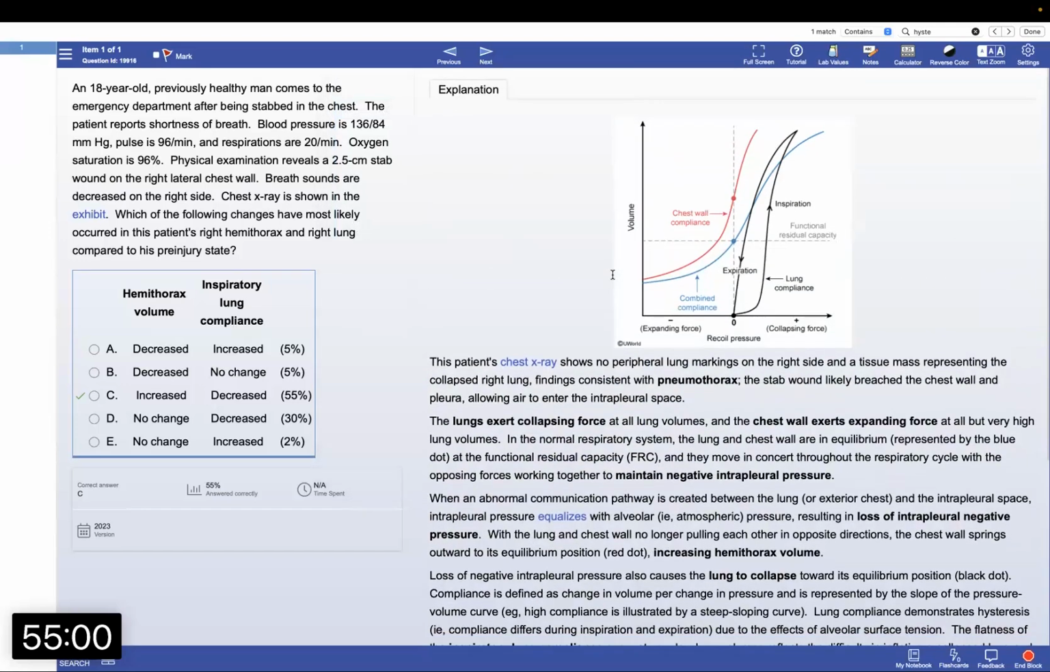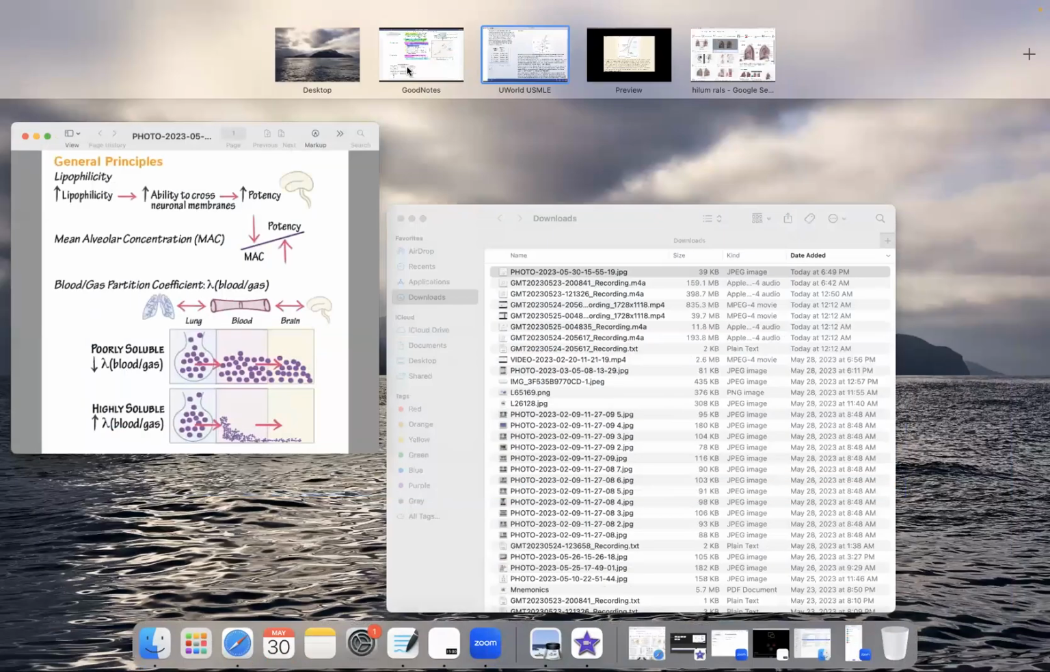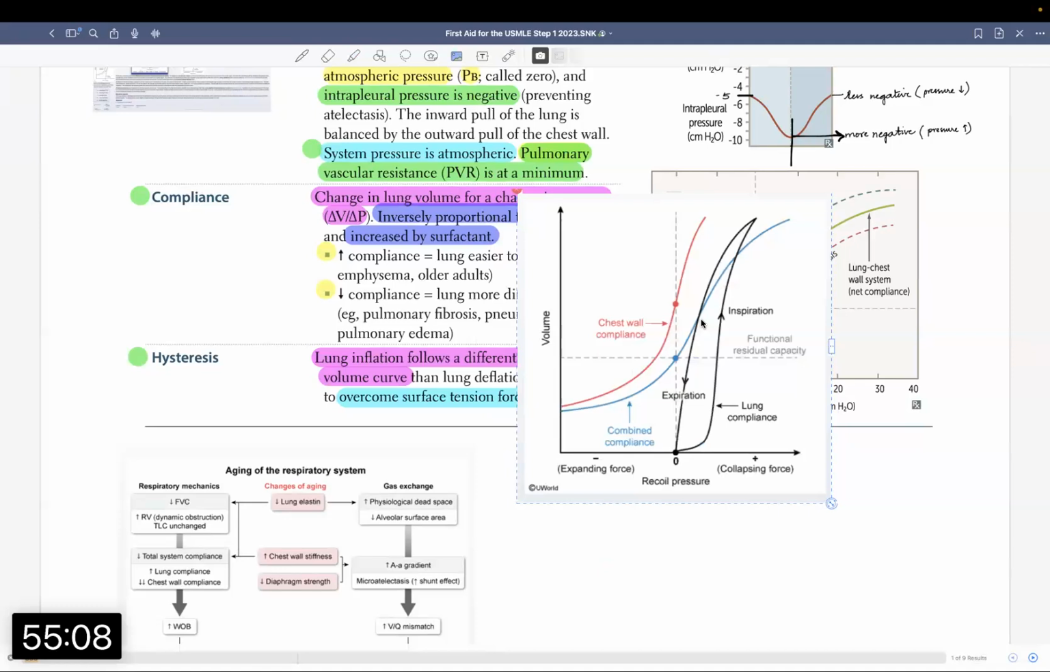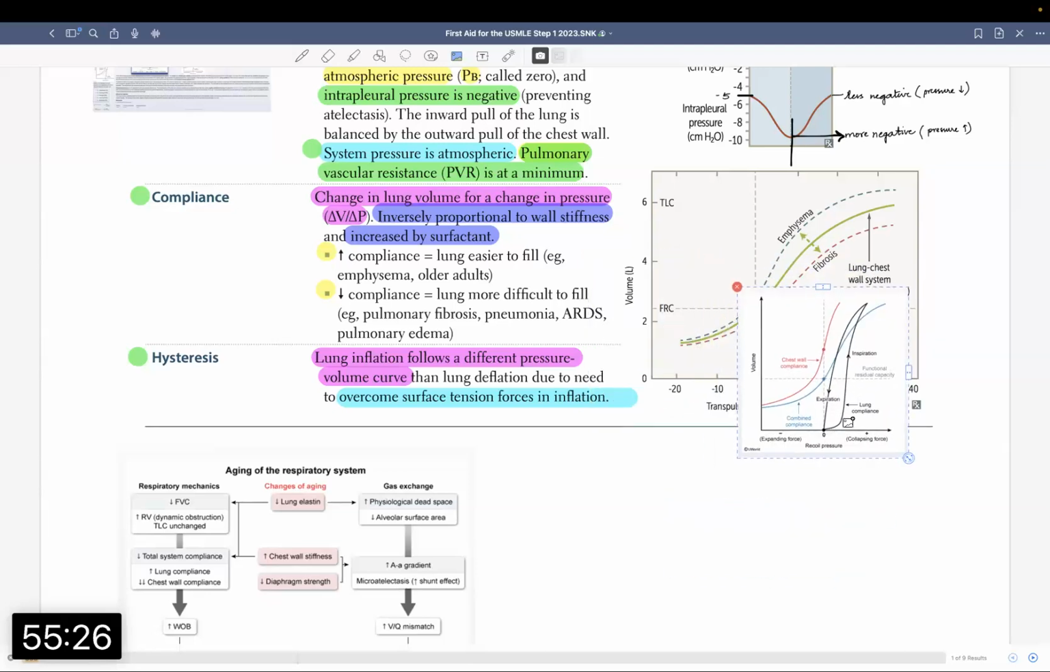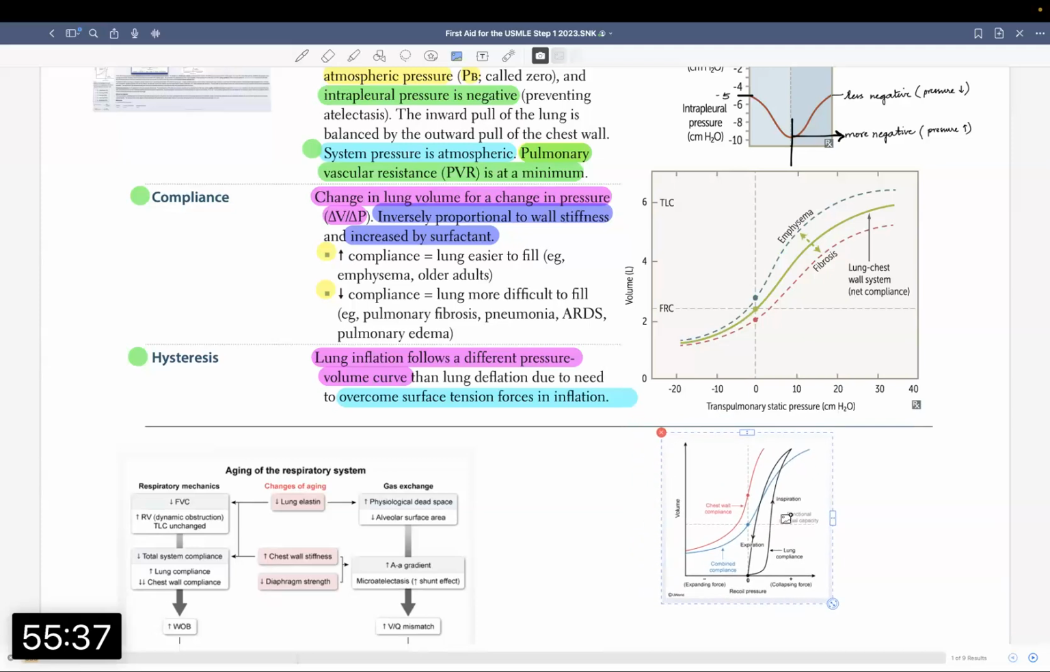I think it was another question. Okay. So this initial flatness is because it's trying to push against the surface tension. It's trying to fight the surface tension. Then once it overcomes, it's able to fill in and inflate. So lung inflation follows a different pressure volume curve than the lung deflation. In deflation, nothing is stopping it. So it likes to collapse, right? Lung likes to collapse so easily. So lung inflation follows a different pressure volume curve than the lung deflation due to the need to overcome the surface tension forces in inflation or inspiration. This phenomenon is known as hysteresis.